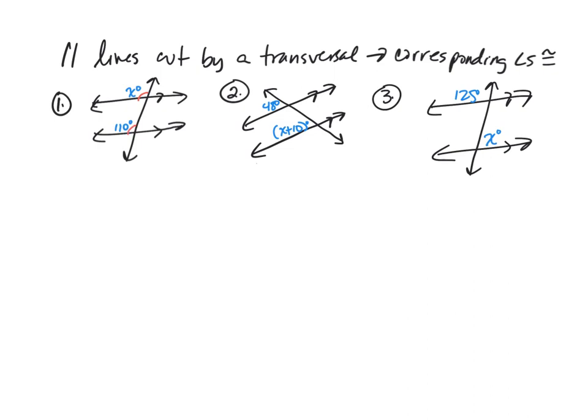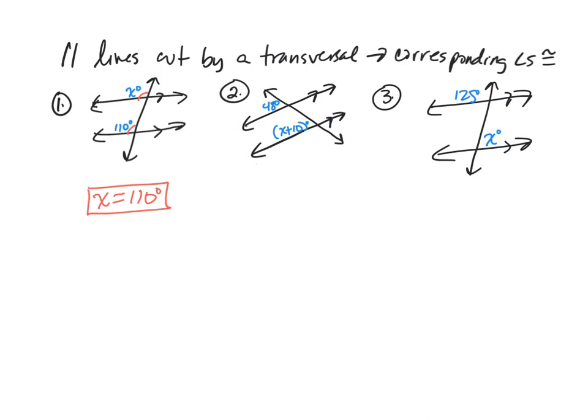I guess I should have told you that the direction in each of these examples is to find x. So number 1, x would be 110 degrees. Now number 2, again, notice the parallel markings. So we have parallel lines cut by a transversal.